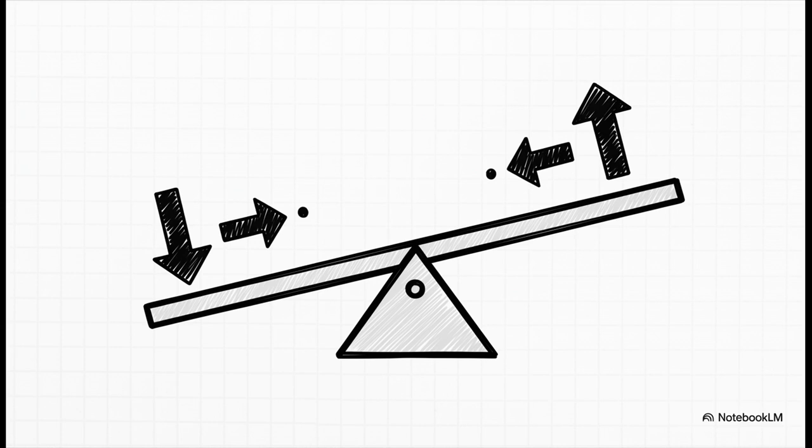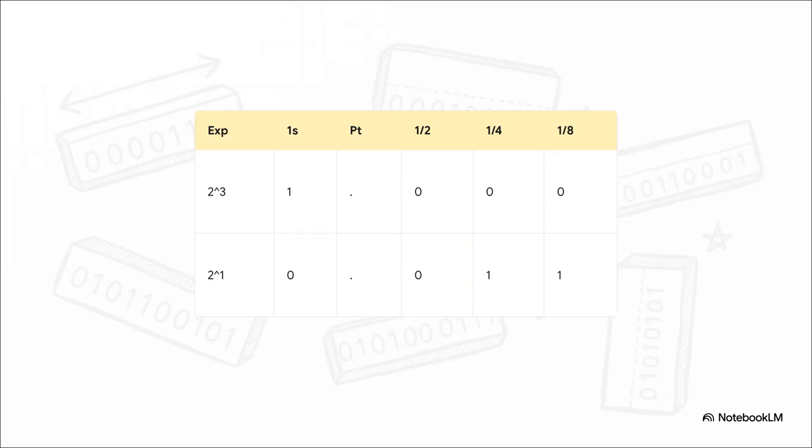But there is an absolute rule you must burn into your memory. When you're adjusting an exponent to match another, you have to compensate by moving the radix point in the mantissa. If you drop an exponent down, say from 2 to the 6th down to 2 to the 3rd, you're decreasing the exponent. So you must move the radix point to the right. And on the flip side, if you increase an exponent to match a higher one, you move the radix point to the left.